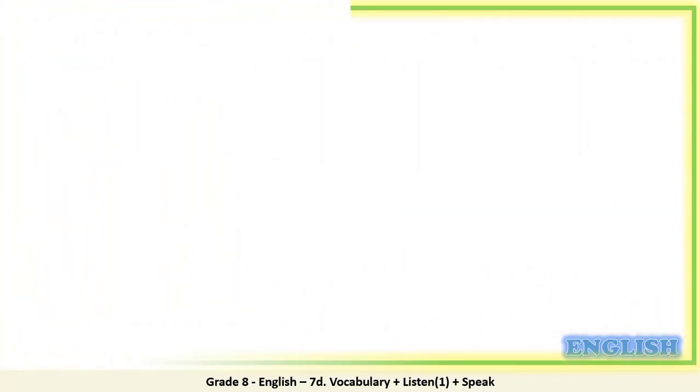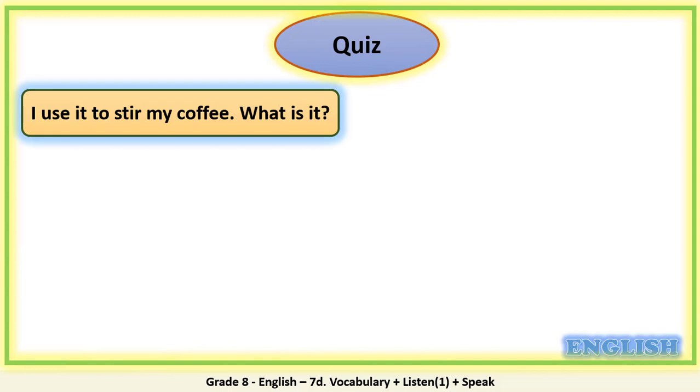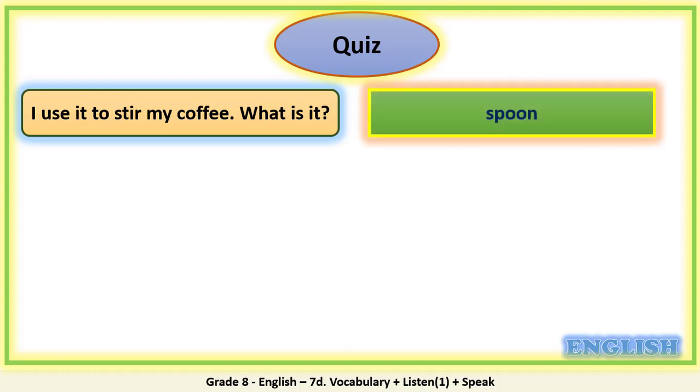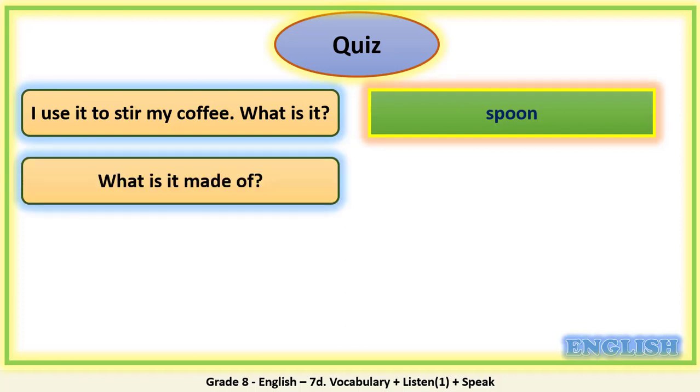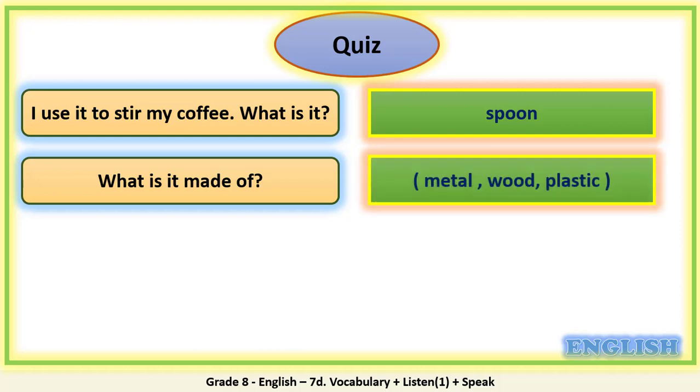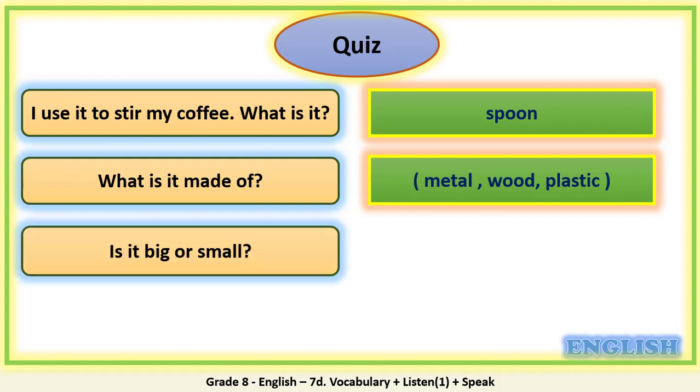Now let's answer this simple quiz. I use it to stir my coffee. What is it? What do you use to stir things? Great. Spoon. What is it made of? What is the spoon made of? It might be made of metal, wood, or plastic.